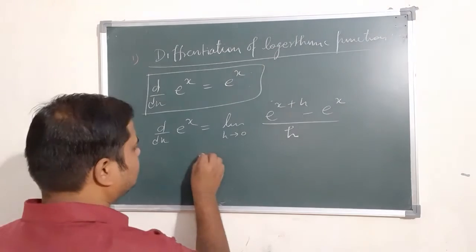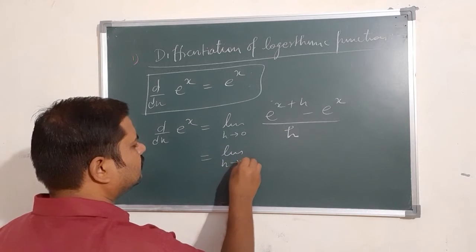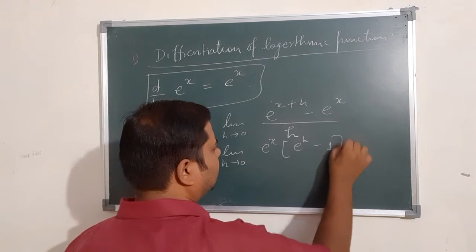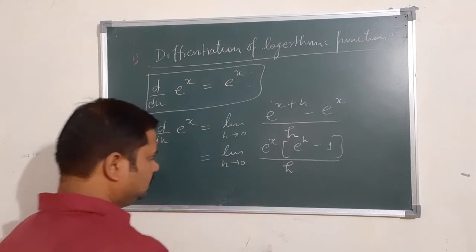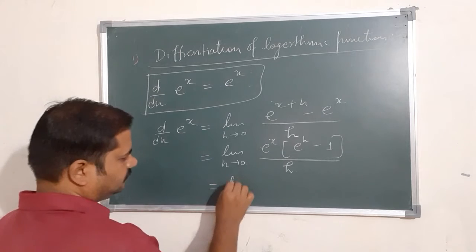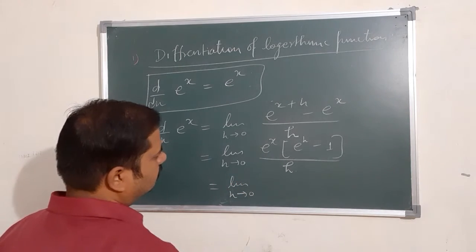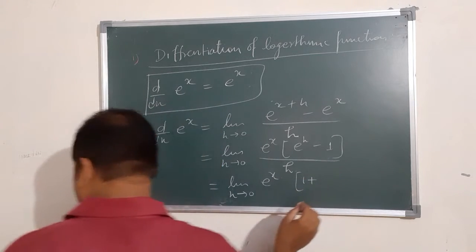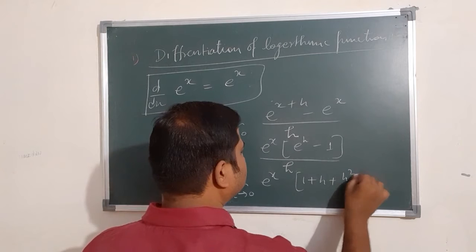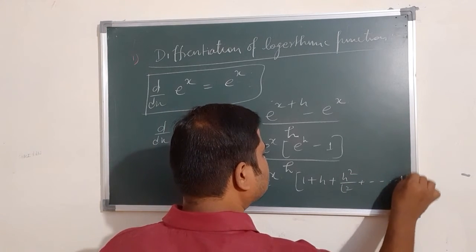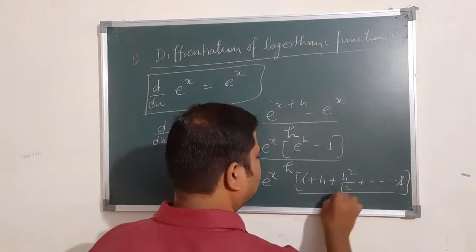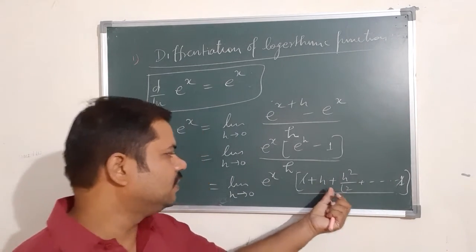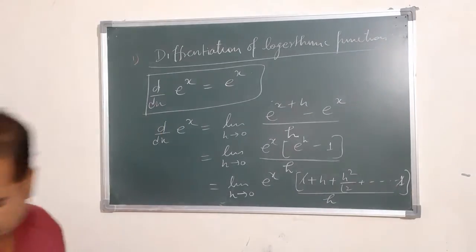Now e to the power x is common, so this is e to the power x times e to the power h minus 1 divided by h. So this is limit h tends to 0 of e to the power x times 1 plus h plus h square upon factorial 2 plus dot dot dot, minus 1. The 1 cancels out, divided by h. And you know very well h is common in all, so h is cancelled out.